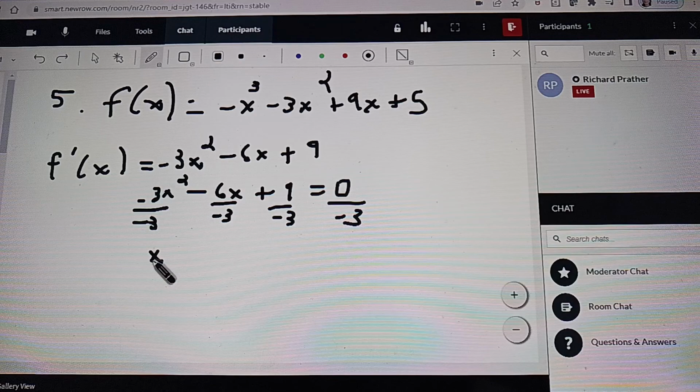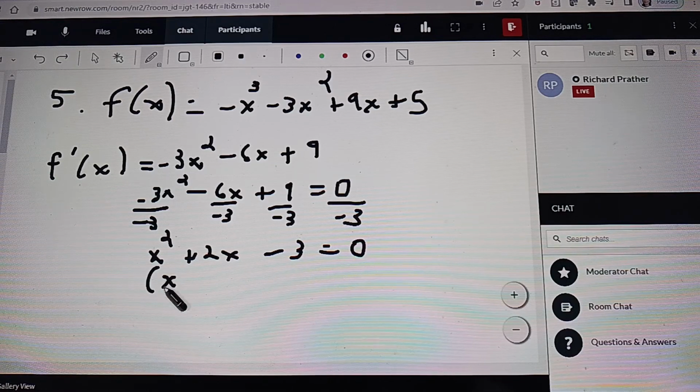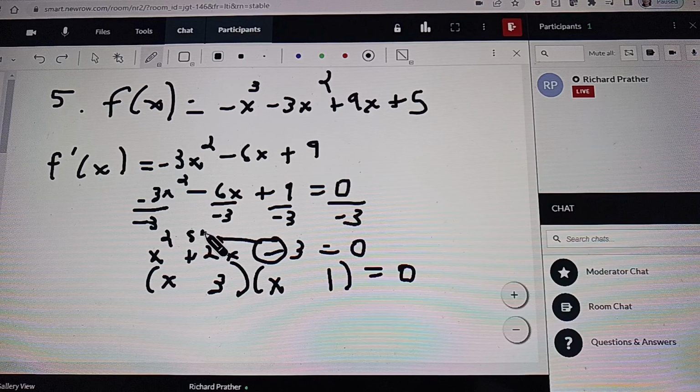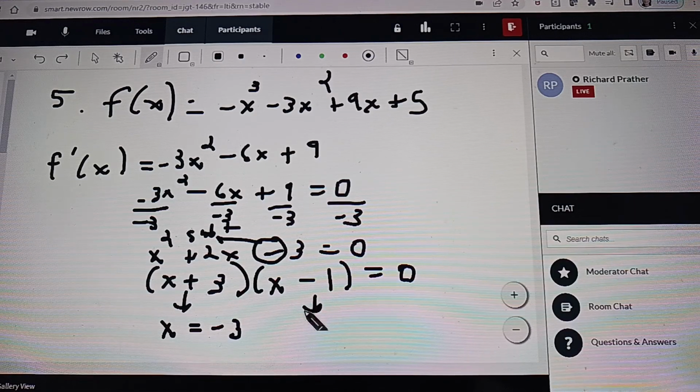So that would make positive x squared, positive 2x, and minus 3 equals 0. Now we need 2 numbers that multiply to 3, which is clearly only 3 and 1 if it's going to work. 3 and 1 makes 3 when you multiply. There needs to be 1 positive and 1 negative, though, and we're trying to subtract the positive 2 this time. So that means the positive needs to be bigger, positive 3 and negative 1. And then the 2 critical numbers would be negative 3 and positive 1.